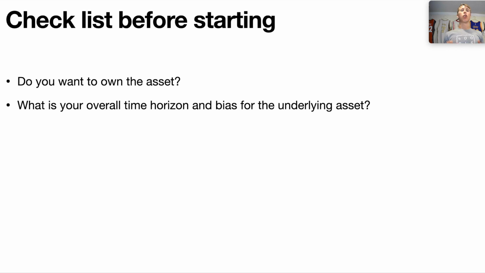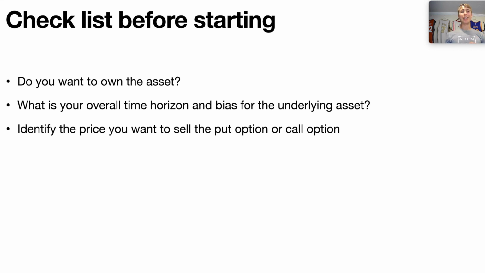Second, what is your overall time horizon? And what's your bias for the underlying asset? Are you bullish on Ethereum? Are you bearish on Ethereum? You have to figure out what you want to do. Don't just start writing options on any single asset. That's probably one way to get wrecked. Next, you want to identify the price you want to sell the put option or the call option. More on this later in the video.